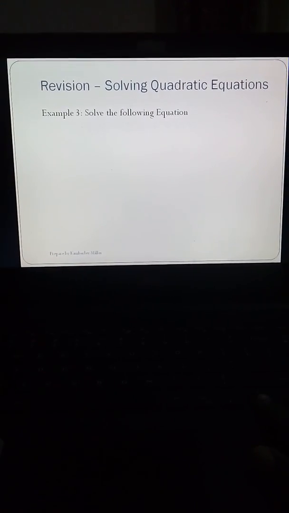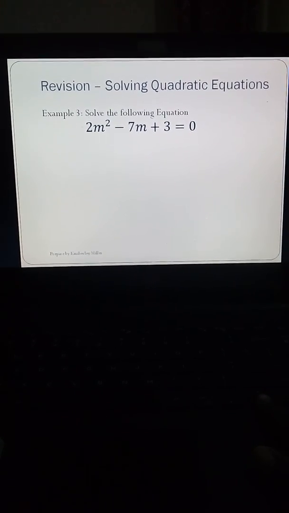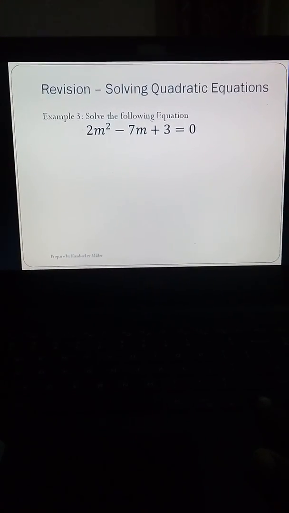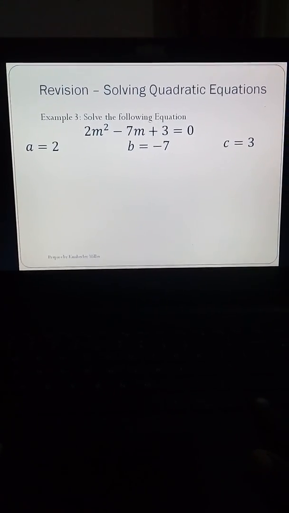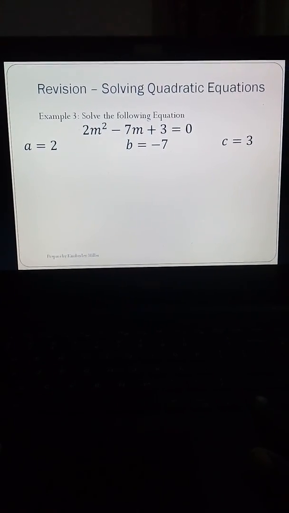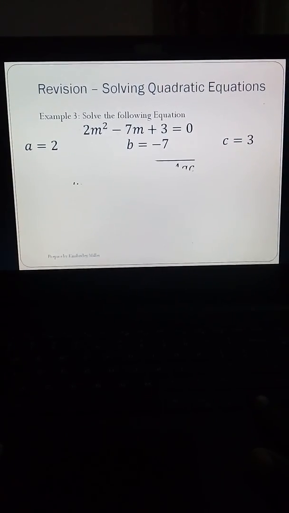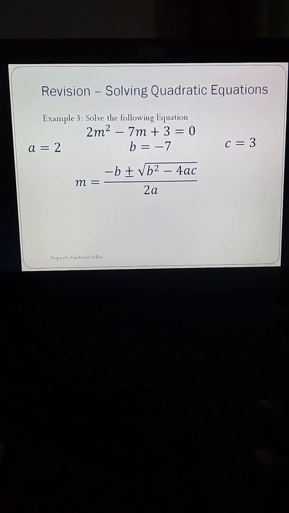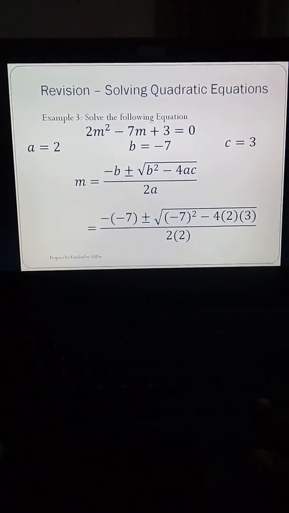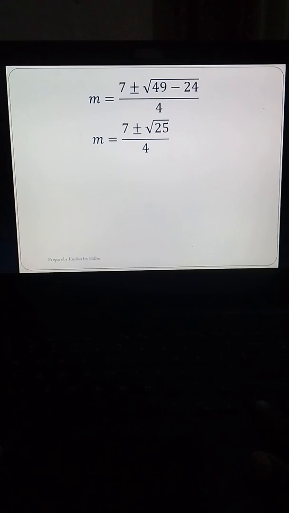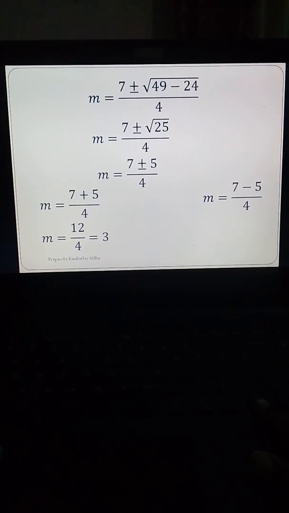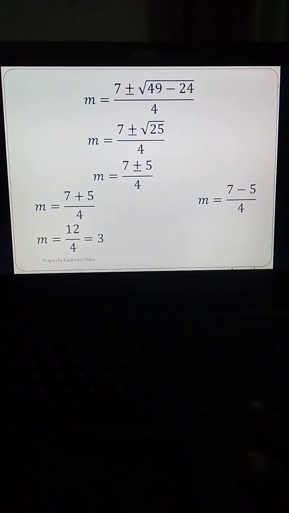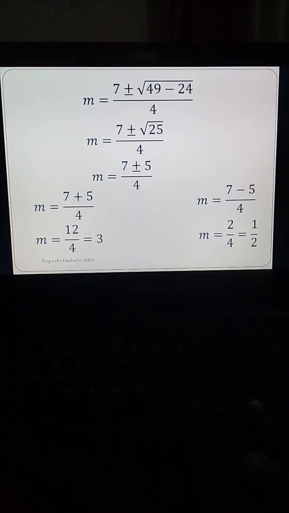We're going to look at another example. This equation is 2m squared minus 7m plus 3, and we're going to solve it using the formula. First we need to identify what is a, what is b, and what is c, and then substitute in this formula. So we have done our substitution. We're going to simplify, then we're going to split. So we have m is equal to 3 and m is also equal to 1/2.